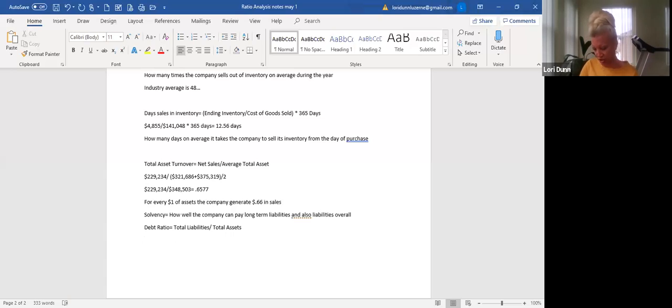Go back to our balance sheet. Total liabilities for Apple is 241,272. Divide that by all assets, 375,319.